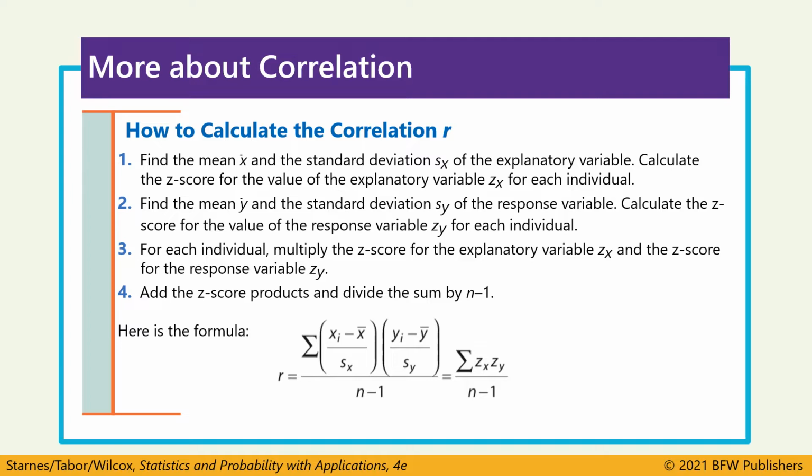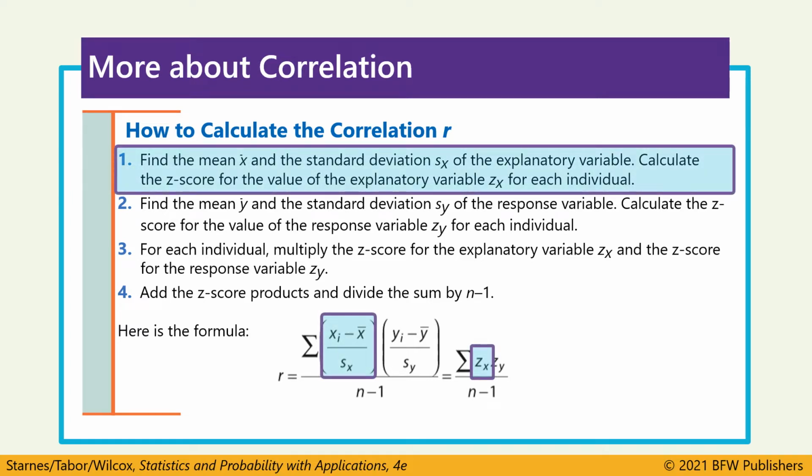So to calculate a correlation, the first thing we're going to do is look just at the x values in our table. And we're going to find the mean and standard deviation for those x values. Once we have those, each individual x, we're going to calculate a z-score for. All right, so that gives us a zx for each individual in our table.